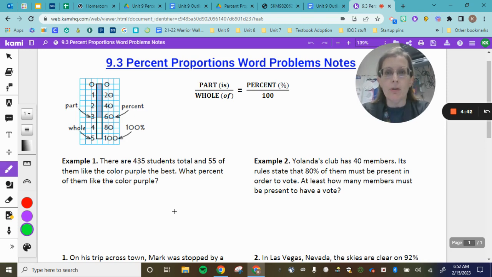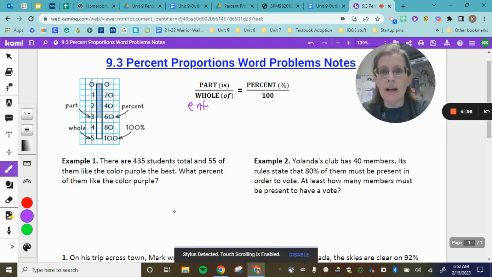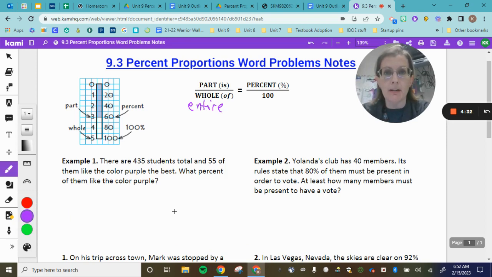It's still the part over the whole, but this time we're talking about the entire thing. So the entire thing is what will go on the bottom that matches up the 100%. So 100% is every part of it. So the whole is 100%, and then the part is going to be what matches up with our other percentage. So we're still going to use this proportion frame, we just have to think more about it.